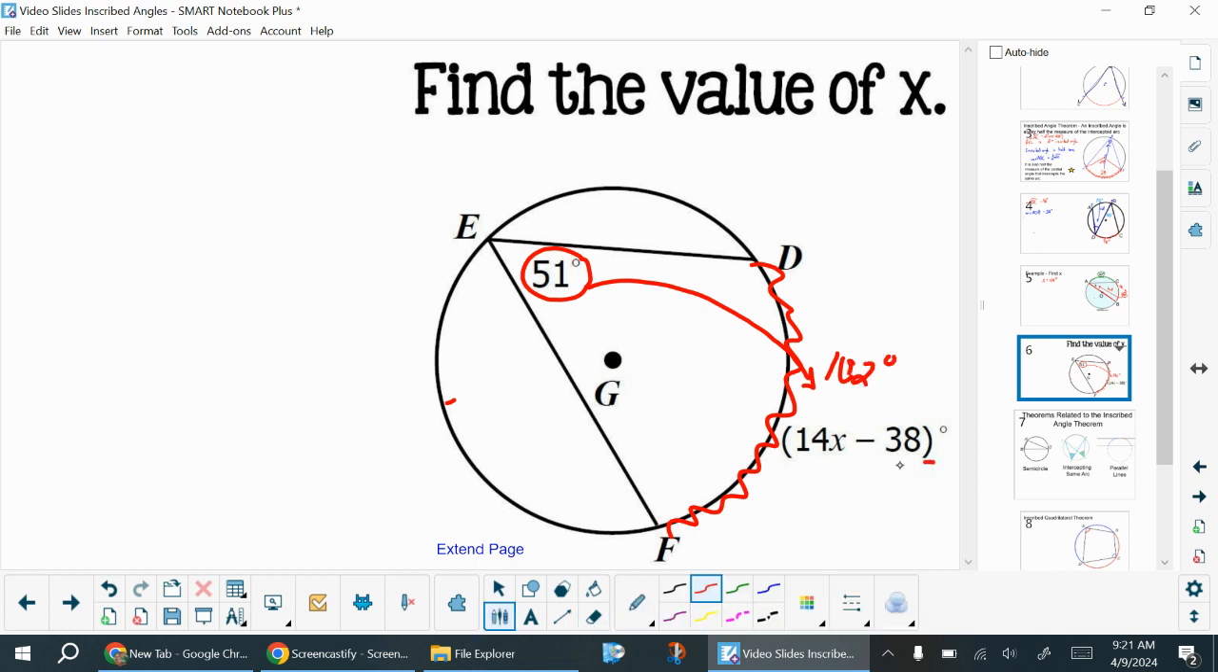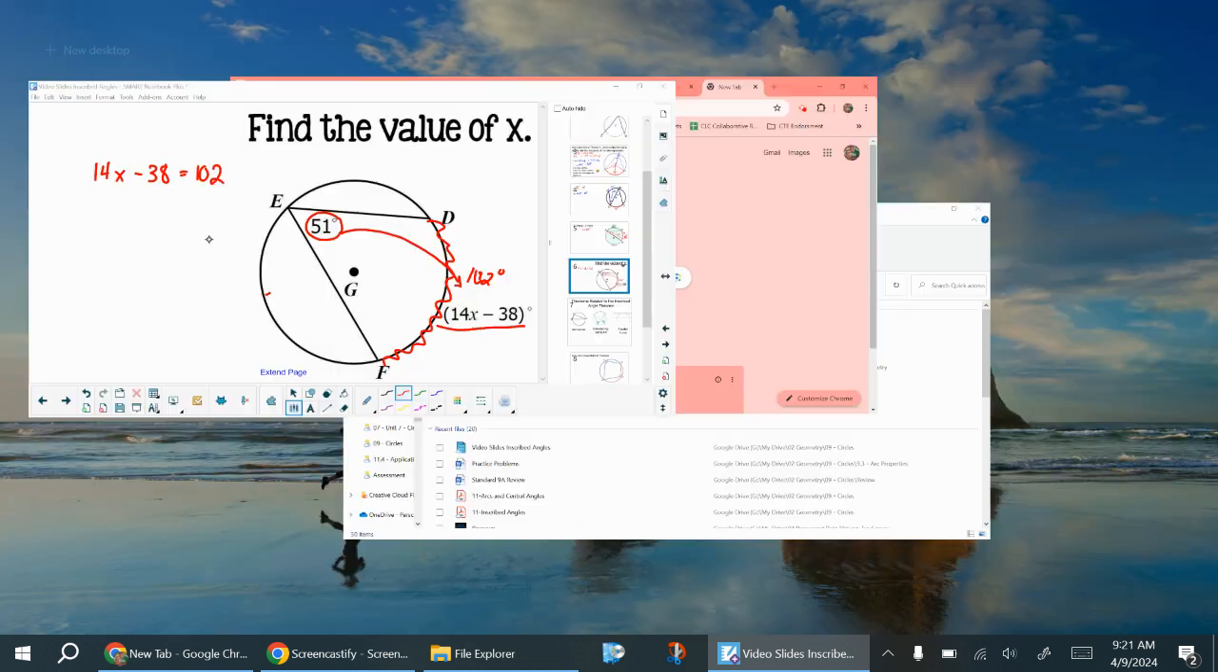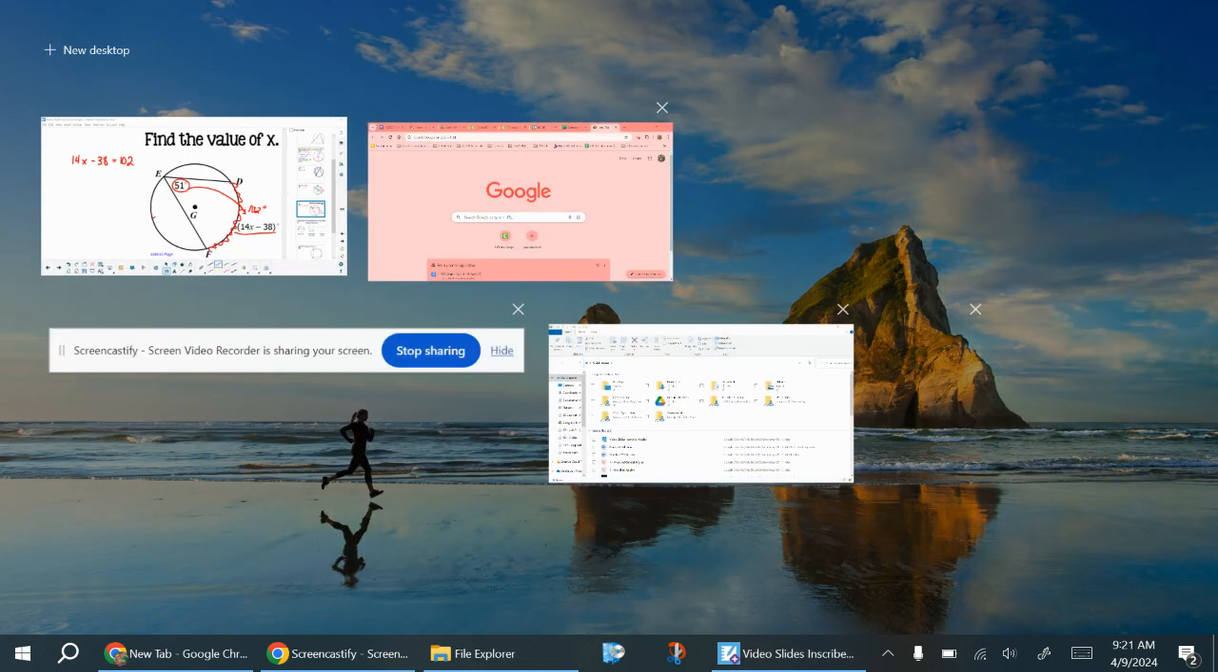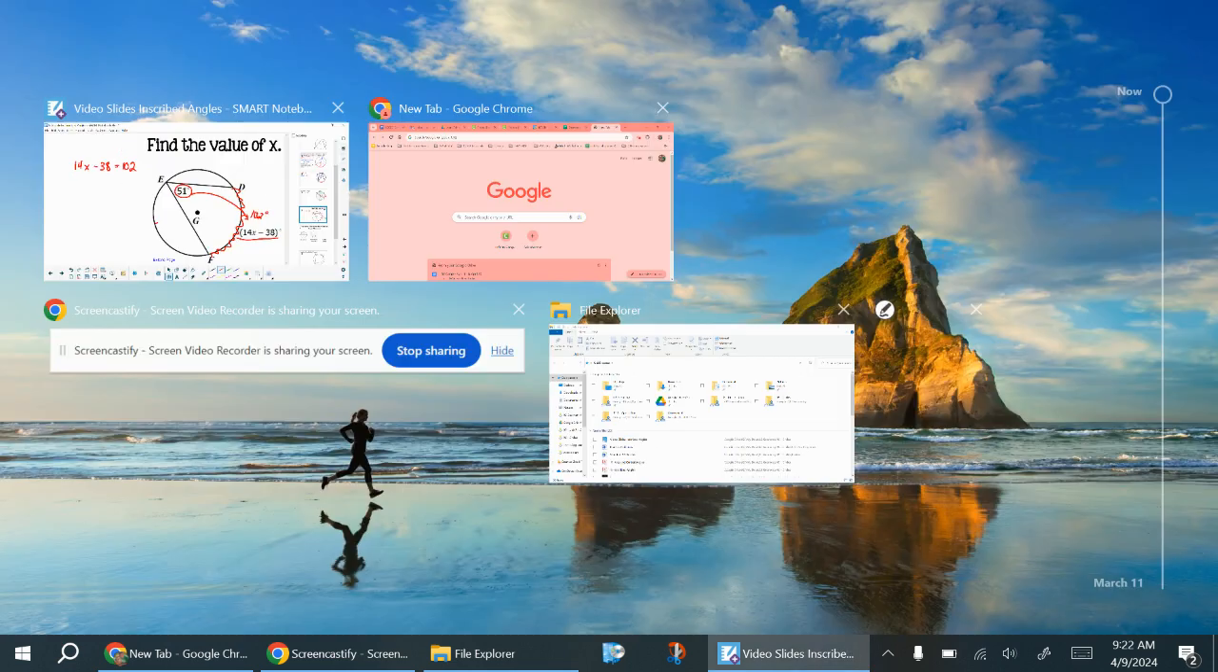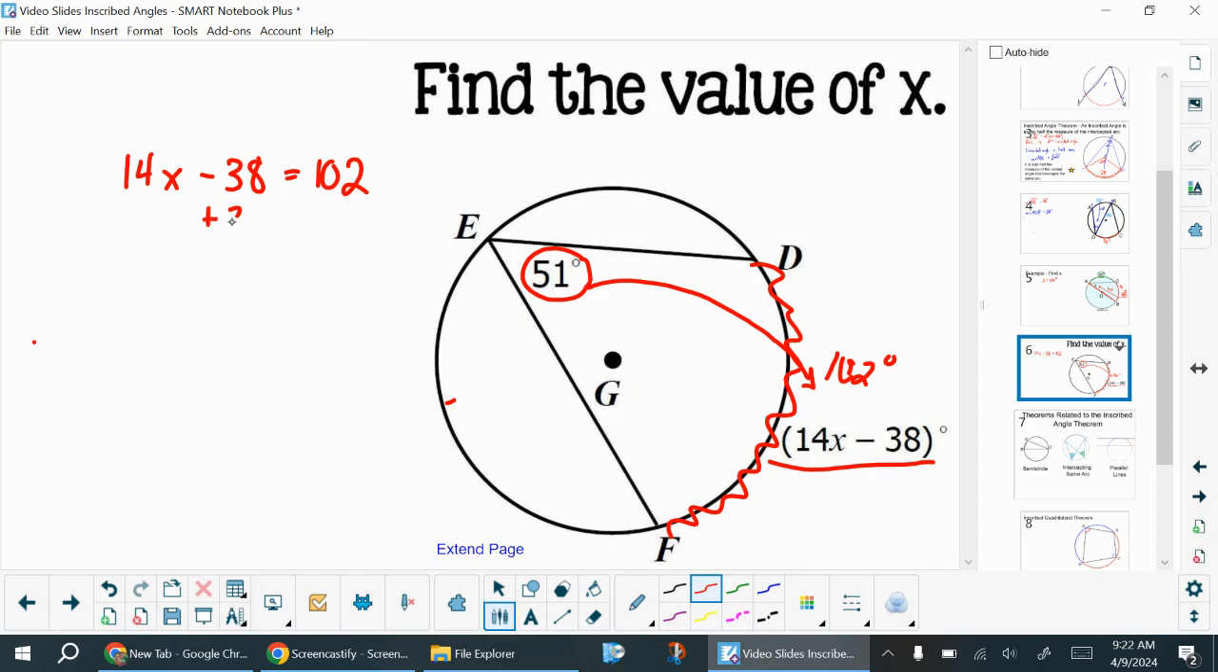And so now this is also the measurement of that arc, so I can write an equation. 14x minus 38 equals 102, and I can start doing my algebra. It's a two-step equation. So I would want to add 38 to both sides. That gives me 14x equals 140. That's convenient. And I can divide by 14 and get 10.